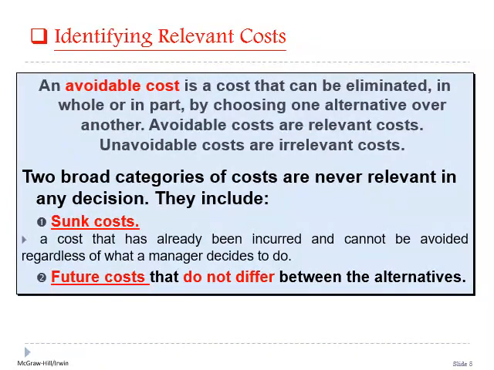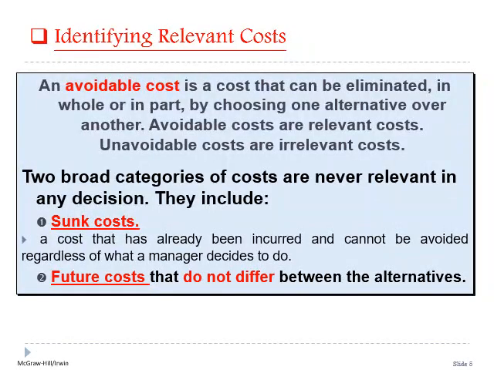Avoidable costs are relevant costs. You have to know that the avoidable cost is a relevant cost. لو بنتكلم على avoidable cost يبقى هي من ضمن التكاليف الملائمة اللي هي relevant cost. Unavoidable costs are irrelevant costs.